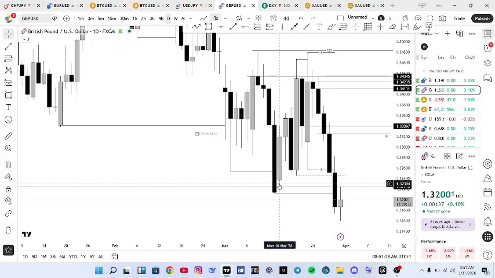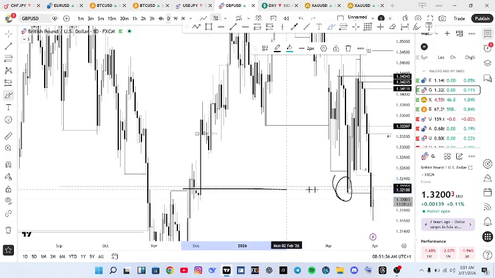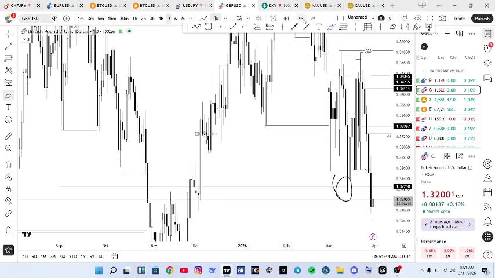Now have it at the back of your mind that this buy move, you see, that started from here. This buy move is coming from where? A monthly key level, a weekly key level, and this is a daily, mind you. So that zone is a bit strong.